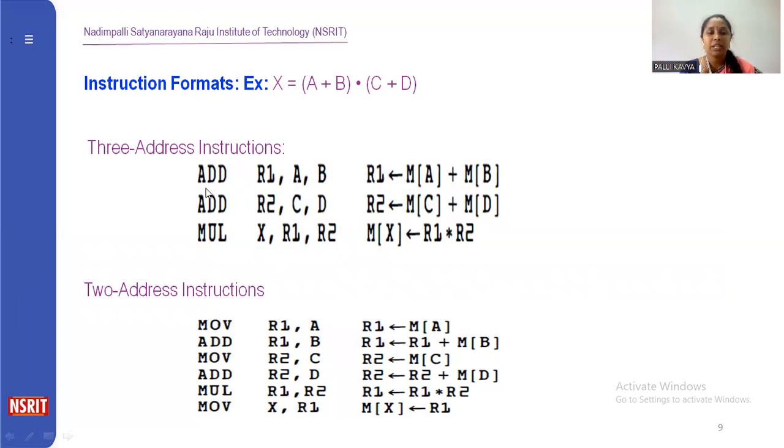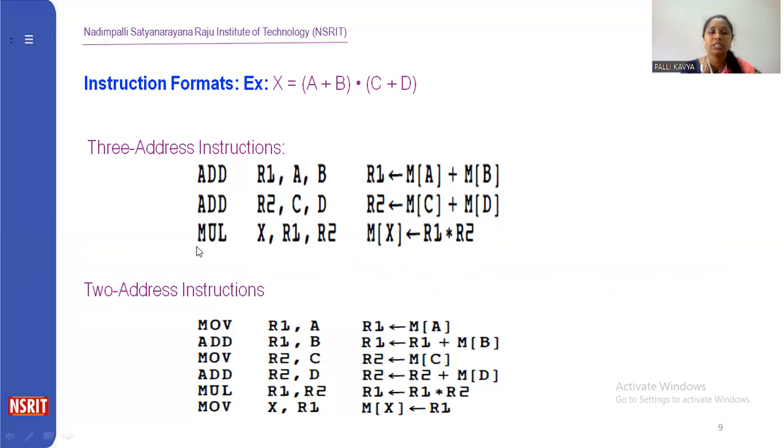These are the three instructions needed to perform this particular operation. The add operation is performed on A and B. This result is stored in R1, because finally we have to multiply A plus B and C plus D. That's why we are using R1 and R2. Then add C plus D, and the result is stored in R2. Then multiplication X comma R1 comma R2: R1 into R2 is stored in M of X, nothing but the memory address X. The result should be stored in X.